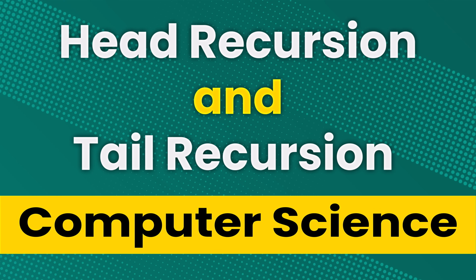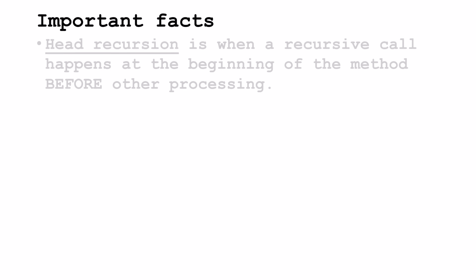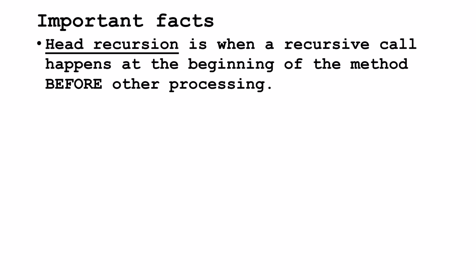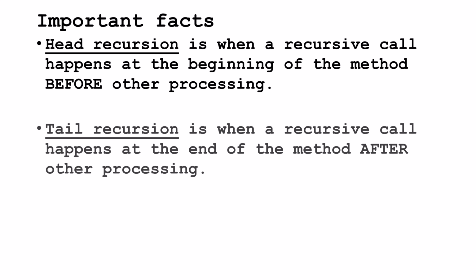In this tutorial, we'll explore head and tail recursion. Some important facts to know. Head recursion is when a recursive call happens at the beginning of the method before other processing. Tail recursion is when a recursive call happens at the end of the method after other processing.